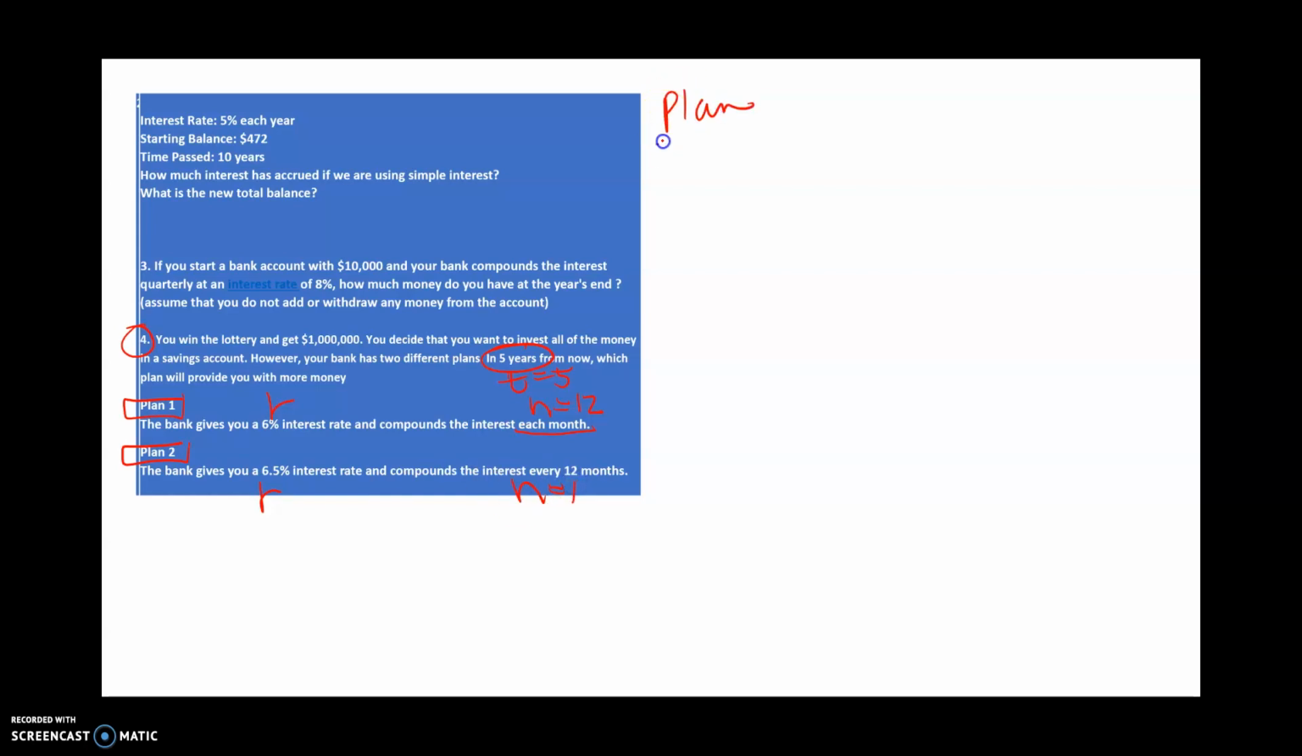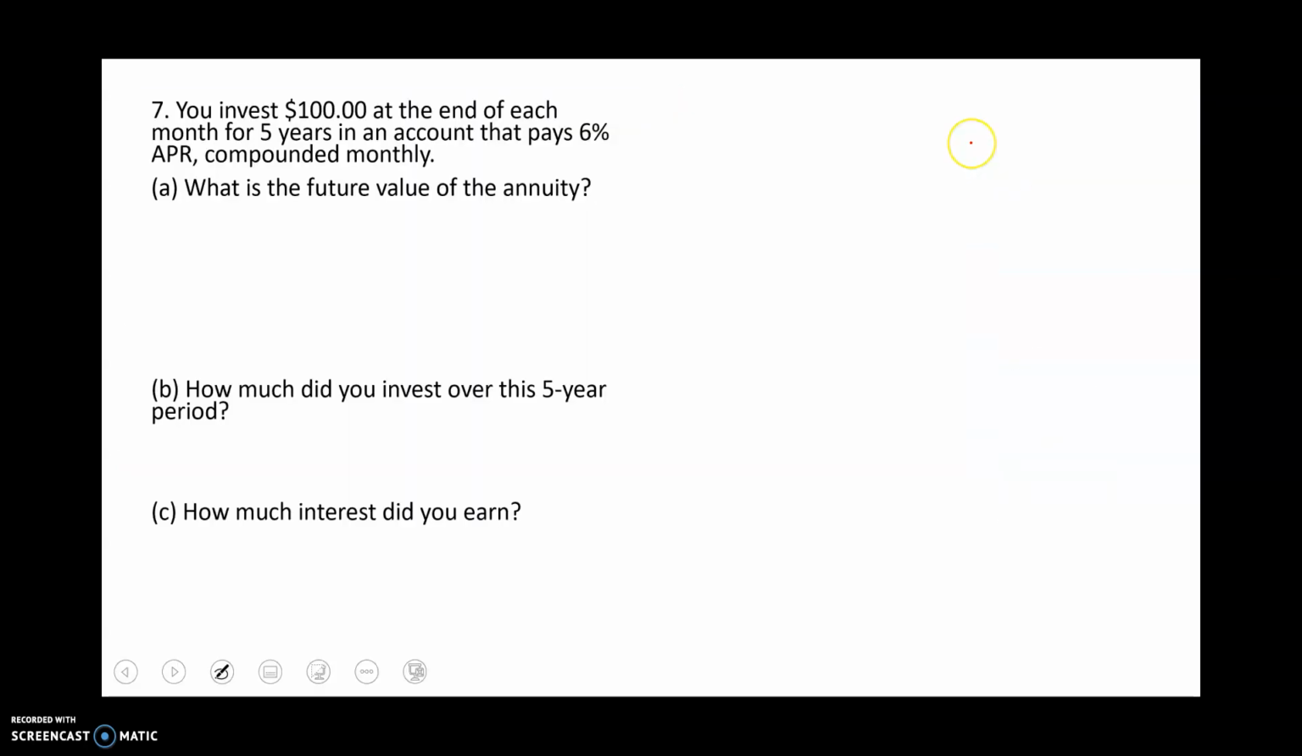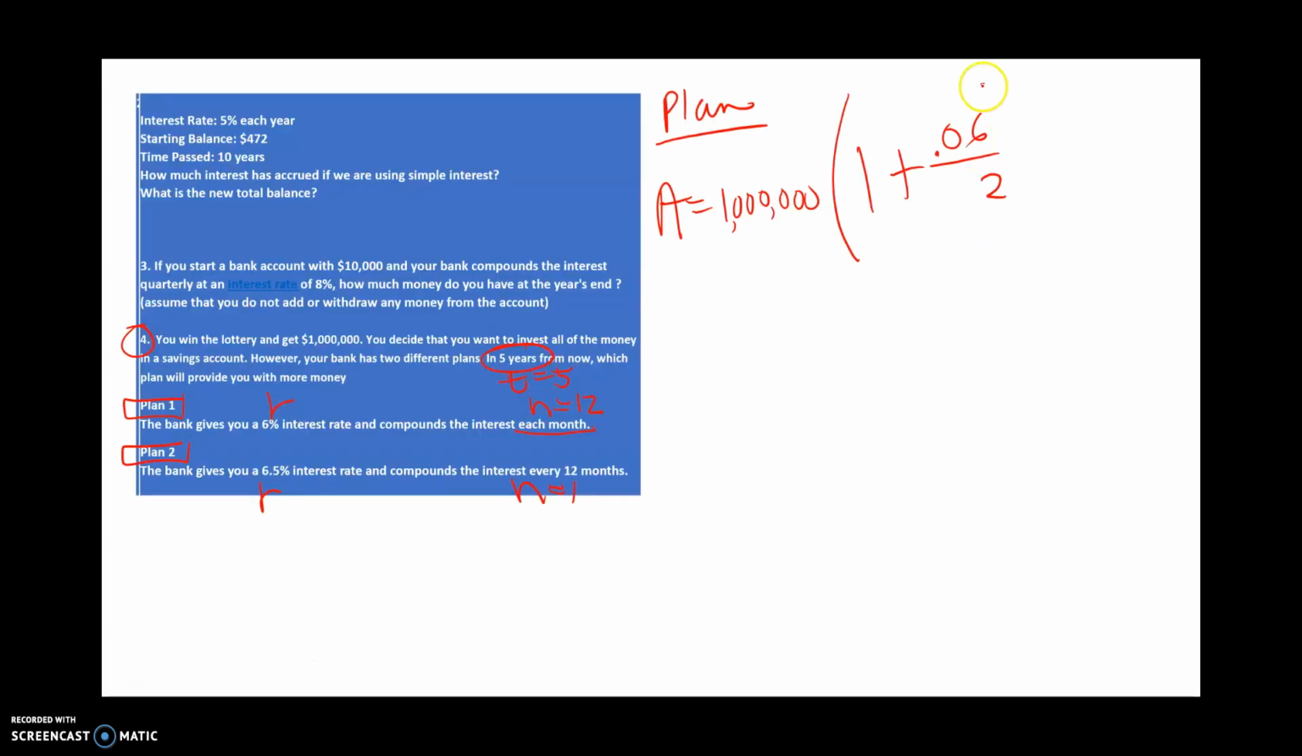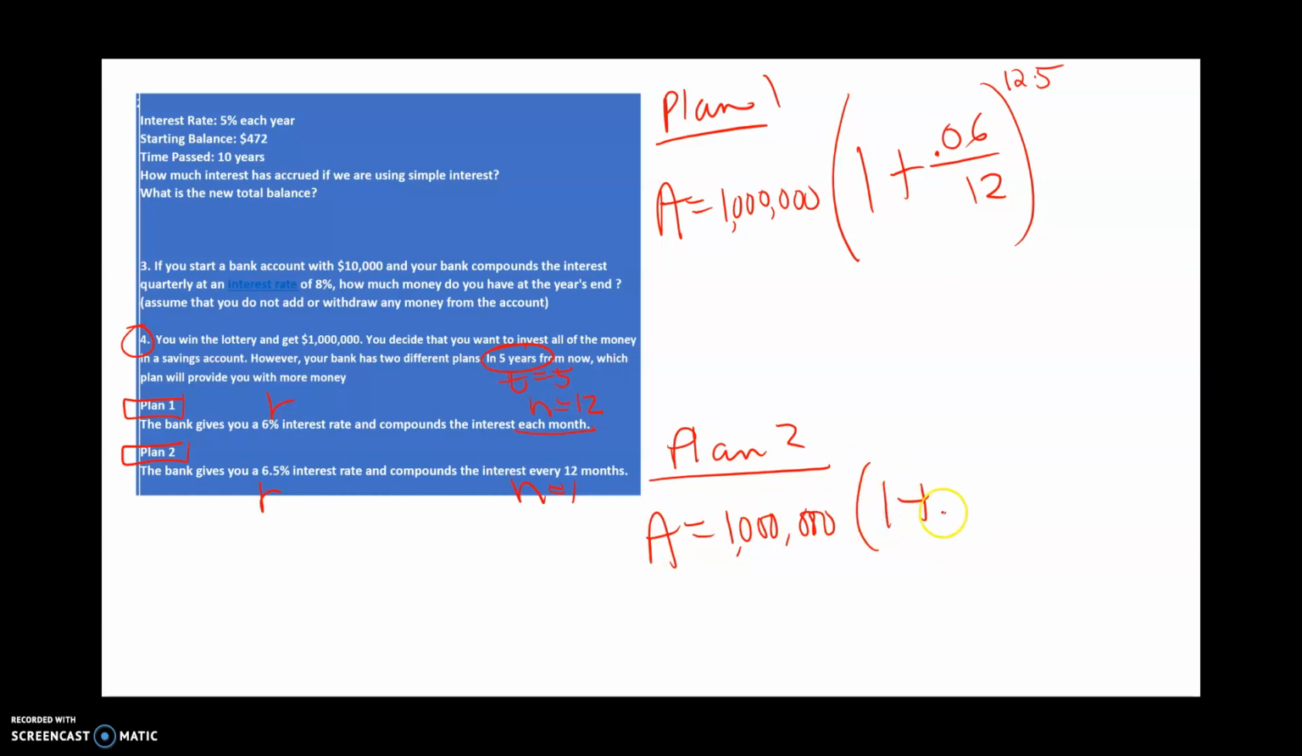So plan 1 is a compound interest problem, so the amount's going to be 1 million times 1 plus the rate of 0.06. You're compounding it 12 times, and we're going to do it 5 years times the 12 times. That's plan 1. Plan 2 is really simple interest, isn't it? So it's A equals $1 million times 1 plus 0.065 raised to the 5 years.